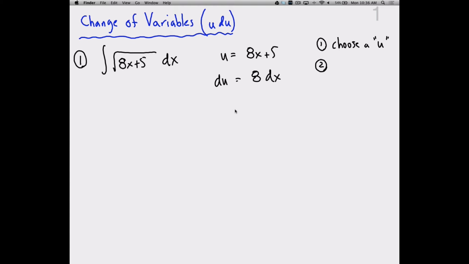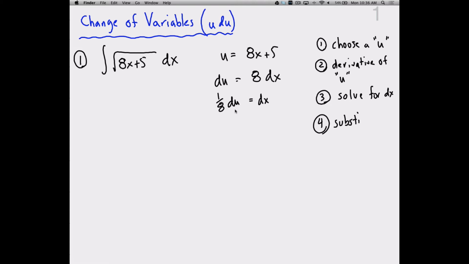Step 2, take the derivative of both sides. Step 3, solve for dx. Okay, so I'm going to solve for dx. I'm going to divide both sides by 8, so I get dx is equal to 1/8 du. Did I lose anybody yet? No. Good.